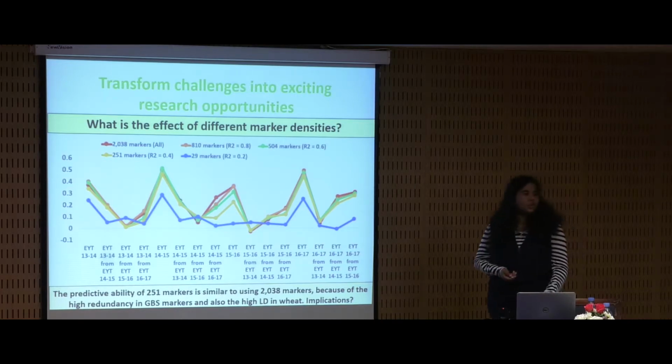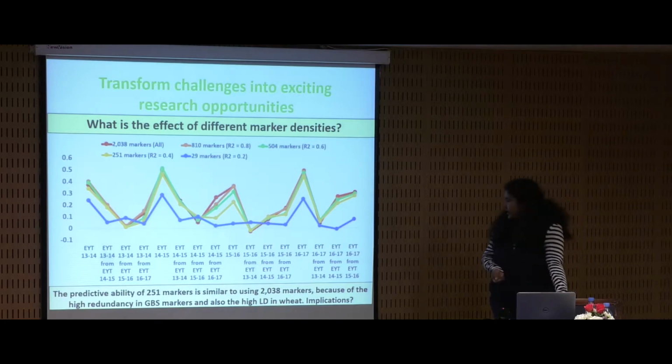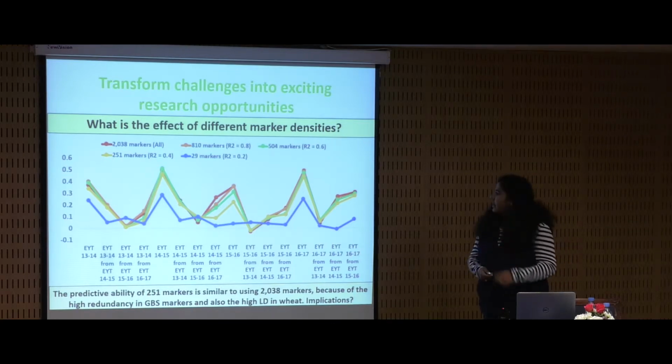So that could be because of 2 reasons. The high LD in wheat, as Kai was mentioning, or because GBS markers are kind of highly redundant, which anybody working with the markers will know. So these are 2 reasons why something like this could happen.